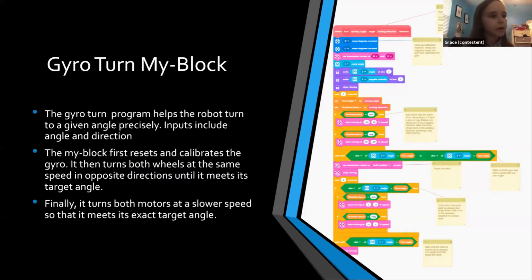This is our gyro turn My Block. The gyro turn program helps the robot turn to a given angle precisely. Our inputs include angle and direction. The My Block first resets and calibrates the gyro. It then turns both wheels at the same time, at the same speed, in opposite directions until it meets the target angle. Finally, it turns both motors at a slower speed so that it meets the exact target angle.